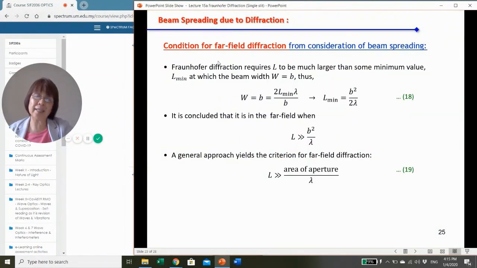We're going to then make some consideration to get the condition for far field diffraction for the validity. What are the conditions for Fraunhofer diffraction to be valid? Now we know that for Fraunhofer diffraction, we said earlier on that L must be large. So what is the minimum value? Well, we're going to say that it should be much larger than at least the width of the beam.